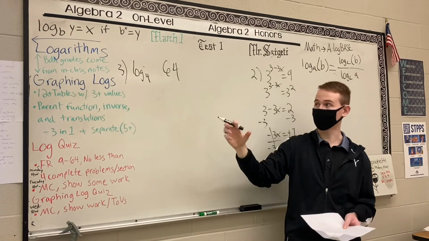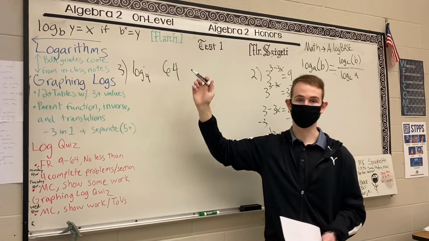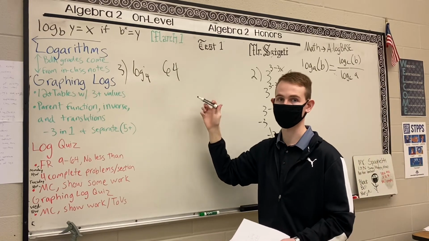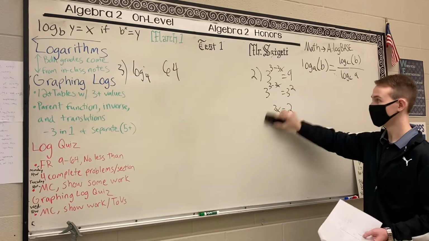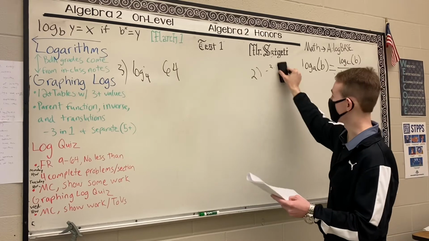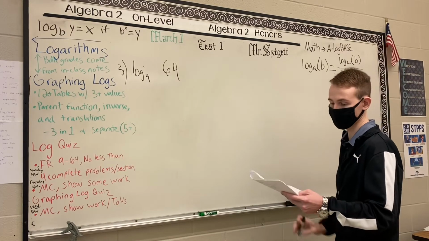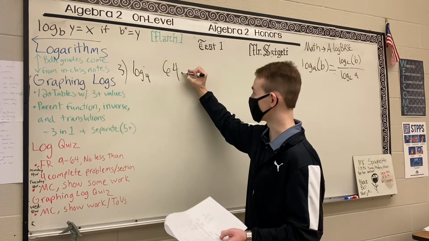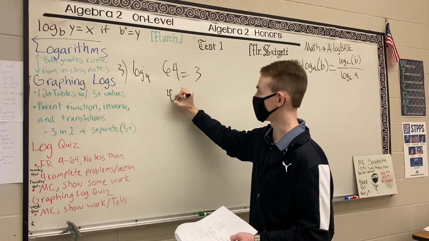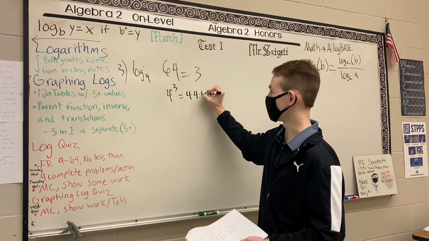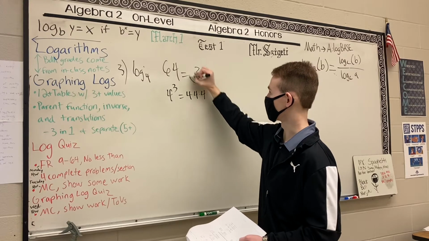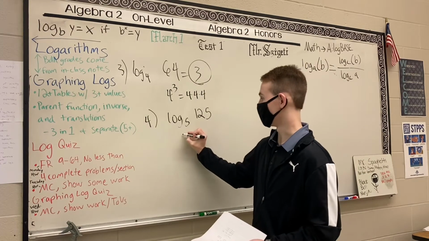4 to what power gives us 64? So how many 4s do you multiply together to get 64? Pretty much. So this was asking us to evaluate. So in this case, it is just going to be equal to 3, because 4 cubed, or 4 times 4 is 16 times 4 is 64. So our answer right there. So yeah, it's still 3.